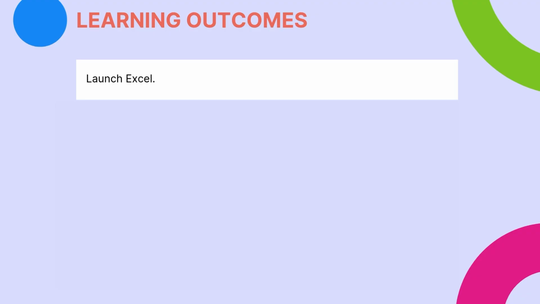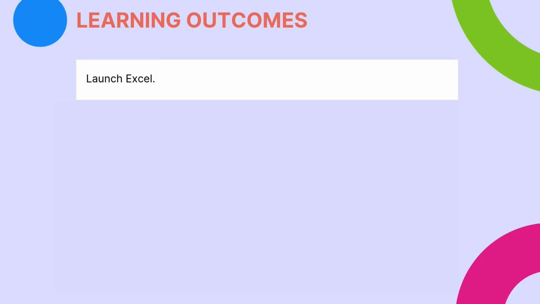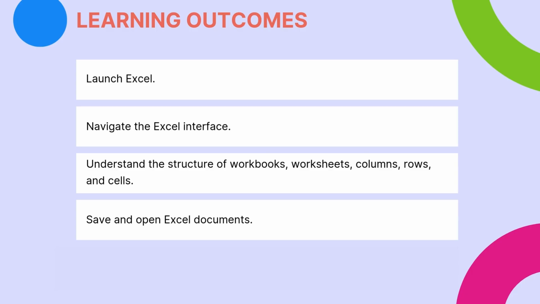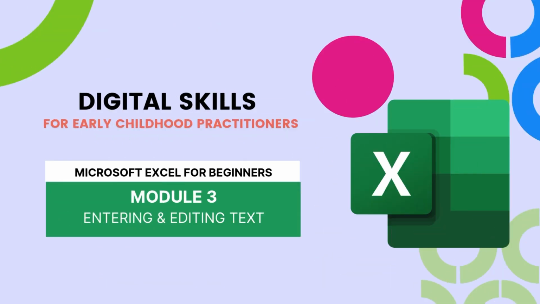And that brings us to the end of Module 2. Now you know how to launch Excel, navigate the Excel interface, understand the structure of workbooks, worksheets, columns, rows, and cells, save and open Excel documents, and use common Excel shortcuts to enhance your productivity. In the next module, we'll look into entering and editing text in Excel.